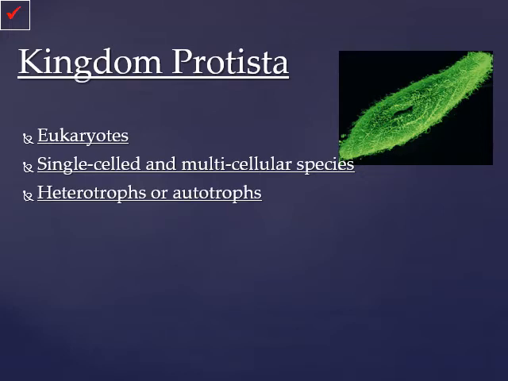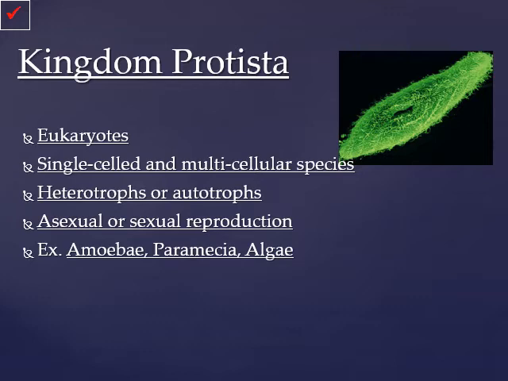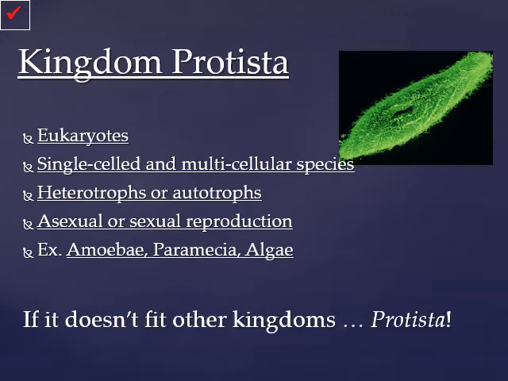They can be heterotrophs or autotrophs, meaning they can either go ahead and consume others or create their own food. They reproduce sexually or asexually. They can either go ahead and create an exact copy of themselves or cross their genetic information with another to create an offspring with combinations of both. Some examples include amoeba, paramecia, and algae.